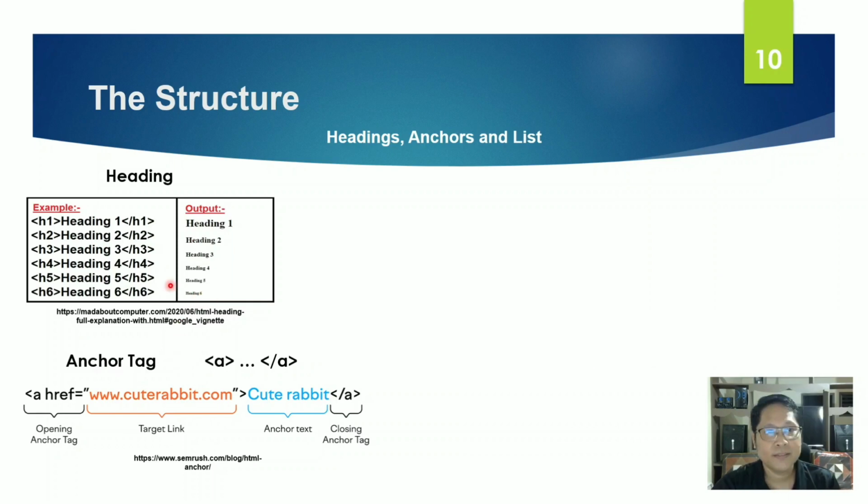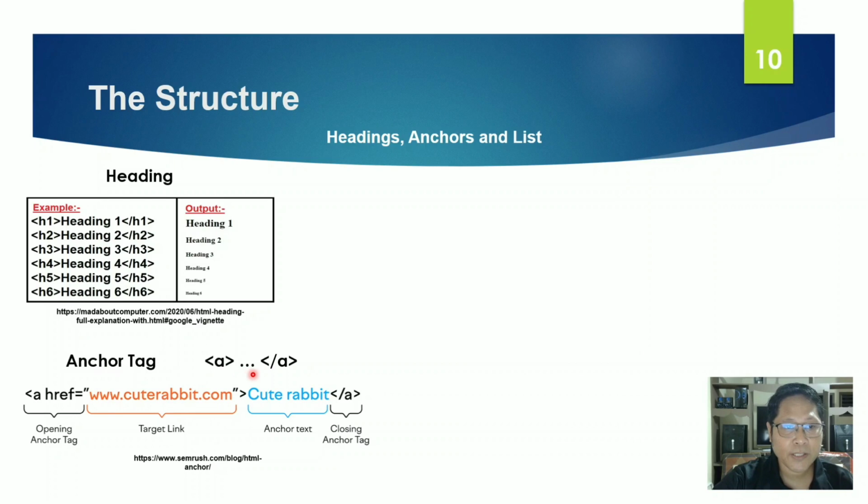Okay, now let's proceed with the anchors. As you can see here, what is an anchor tag, by the way? The anchor tag is used in HTML to create hyperlinks. What are hyperlinks? Hyperlinks are elements that allow users to navigate from one page to another or within the same page. Here is a basic example of the anchor tag.